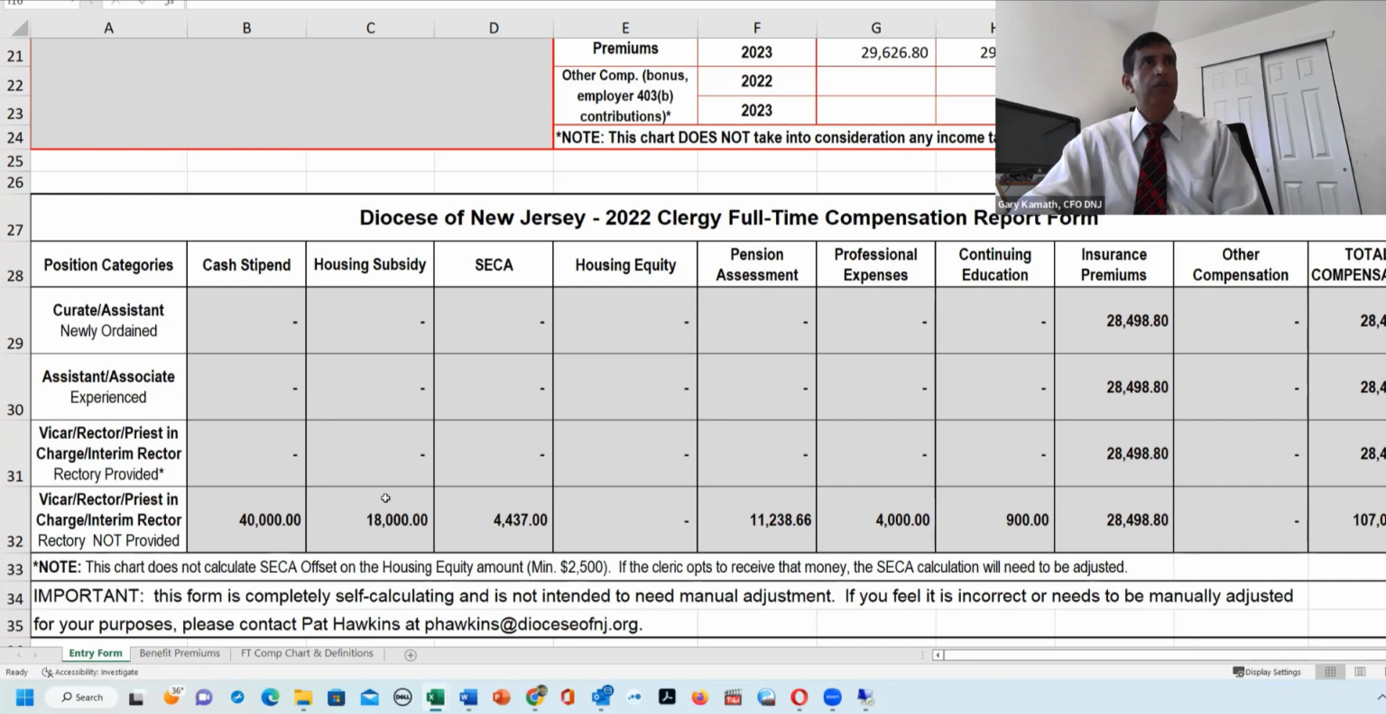See 40,000 the cash stipend, housing subsidy 18,000, SECA amount, and the pension assessment, housing equity you'll see 0. This is mainly only for the rectory provided. And pension the assessment 11,000, professional expense 4,000, continuing education, insurance premium, the total of 117,000 and change for the compensation for 2022.